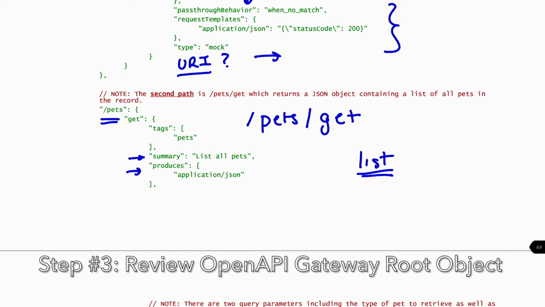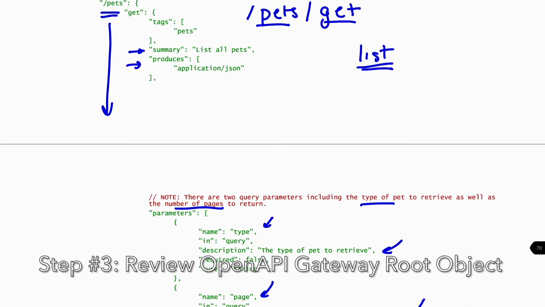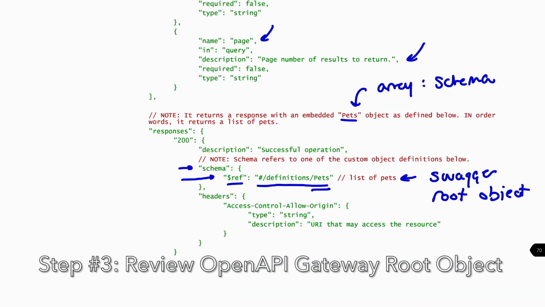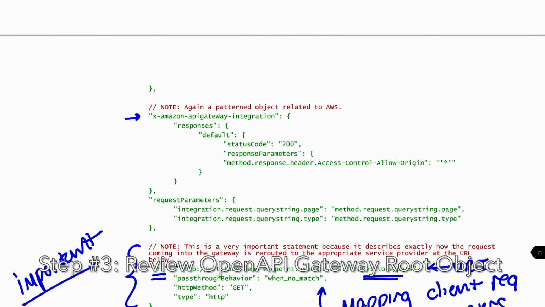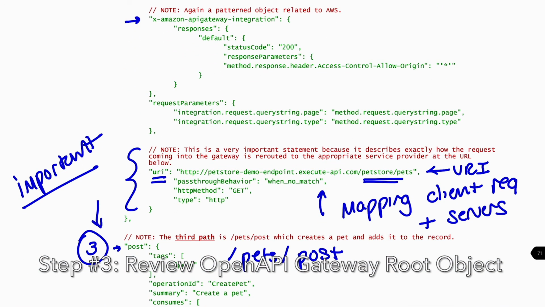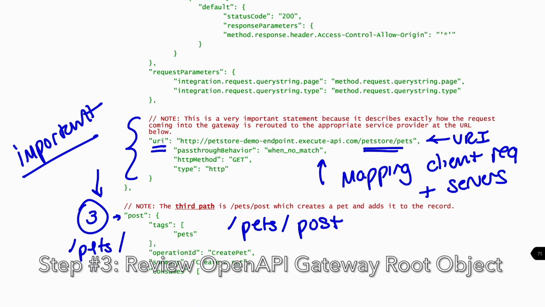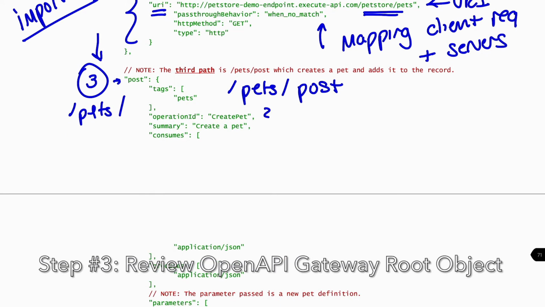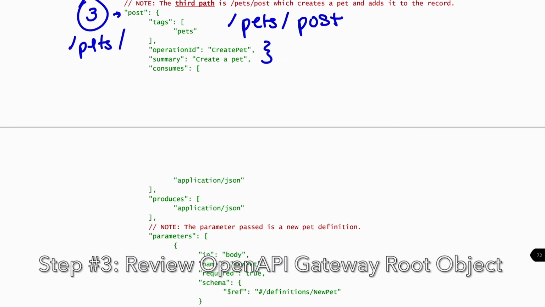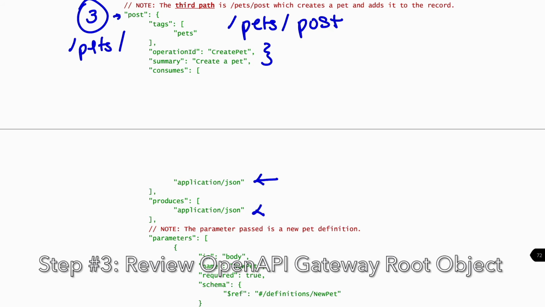So this is pets /get. This pets propagates all the way down to here, and so down here this is within the pets field, so it's pets /post. Some information about the type of operation, what it consumes, what it produces. And now you'll note in this one, it does consume an object. The previous one did not.